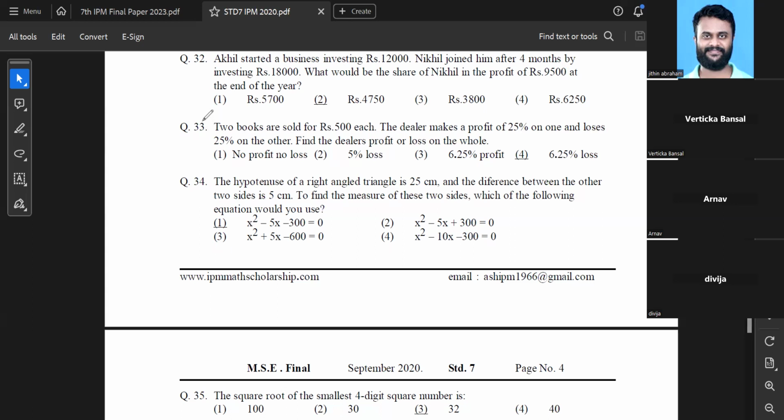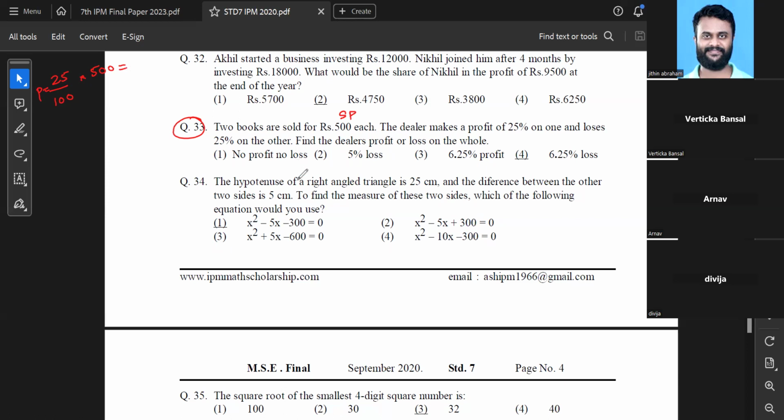Two books are sold for 500 rupees each. So 500 is the selling price. The dealer makes a profit of 25% on one book and a loss of 25% on the other book. Okay, so let's find out what is the deal over here. First of all, let me calculate the 25% of this 500. So 25% of 500 is my profit.